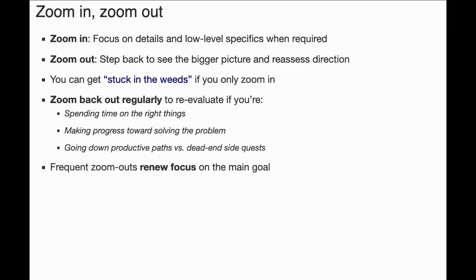Zoom back out regularly to reevaluate if you're spending time on the right things, making progress towards solving the problem, or going down productive paths versus dead-end side quests. Constantly reevaluate if your current lines of inquiry are fruitful and in service of the goal, which is solving the problem. Frequent zoom outs renew focus on the main goal. The zoom out isn't just stopping wasted effort. It's about getting re-energized. When you remember why you're doing this and what success looks like, it gives you clarity on your next steps.